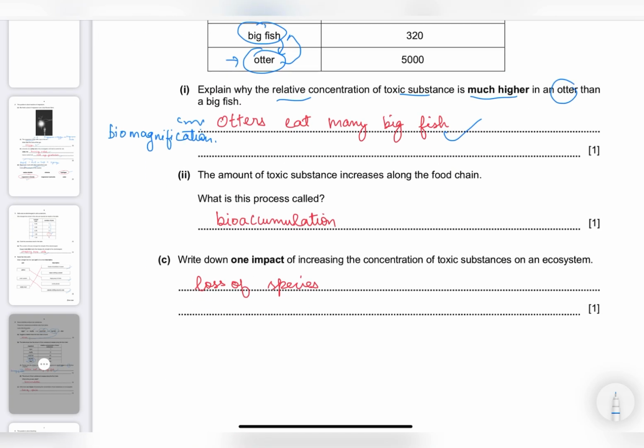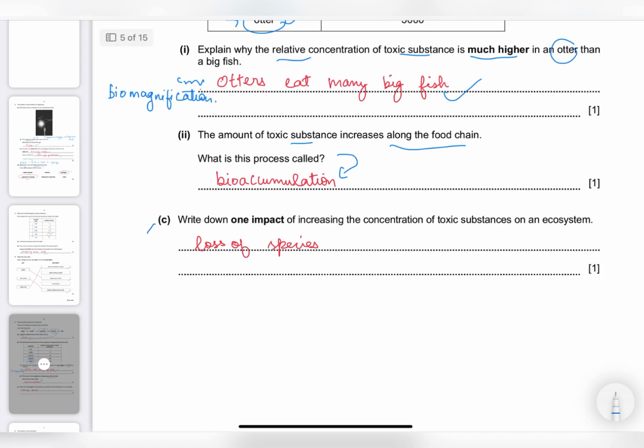The amount of toxic substance increases around the food chain. What is this process called? This is known as bioaccumulation. All right, write down one impact of increasing the concentration of toxic substances in an ecosystem. So, if toxic substances are increased, what will be caused? The species will die. So, there will be loss of species, right?